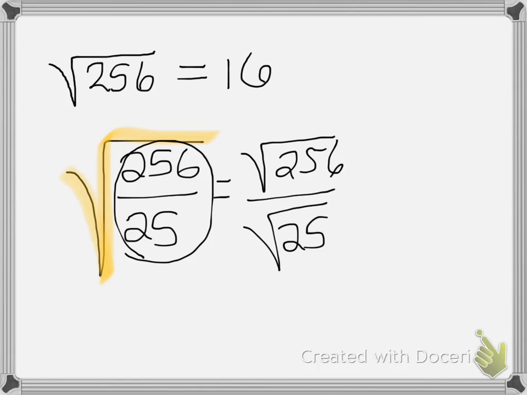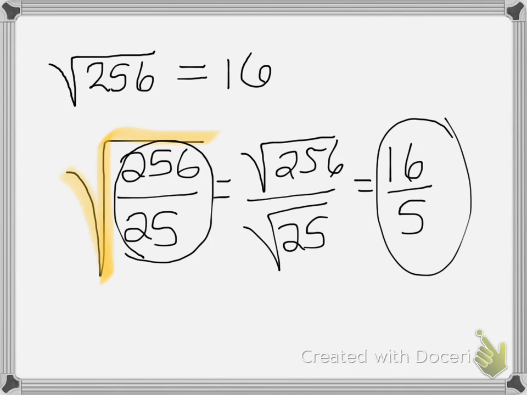So if the radical comes all the way down and all the way up, you can separate it into 2 different pieces. The square root of 256 is 16. The square root of 25 is 5. So then your answer is 16 over 5. You can simplify that if you want. You don't have to. Usually we don't. We leave it as an improper fraction.